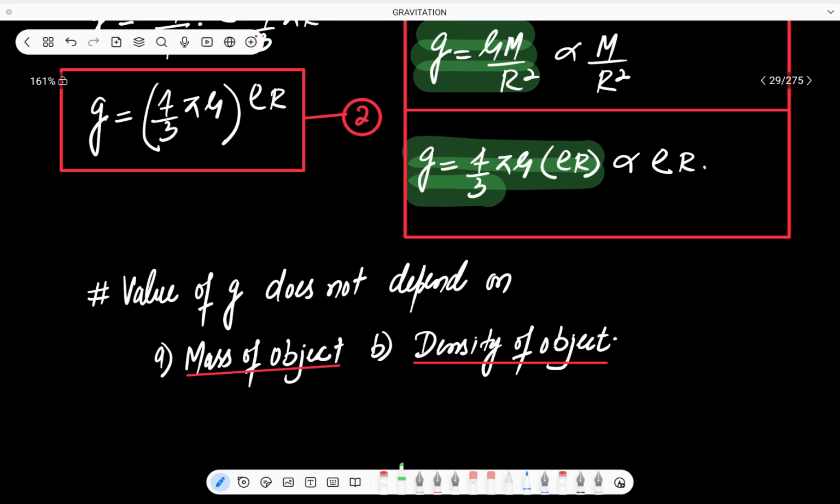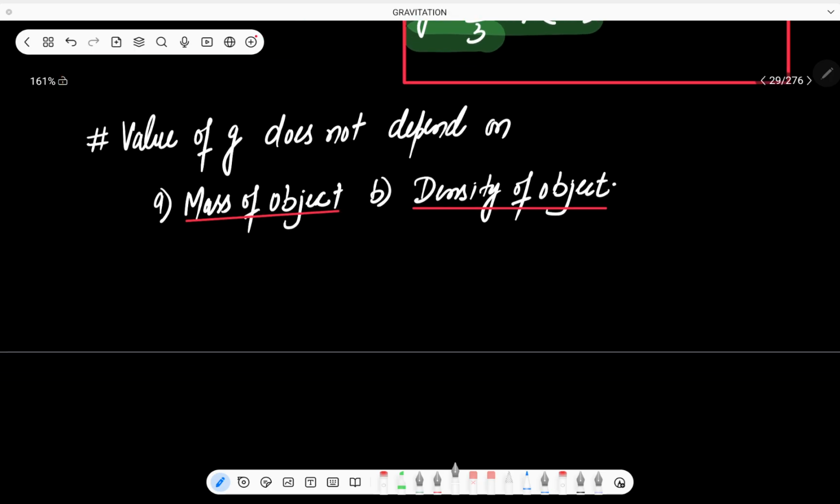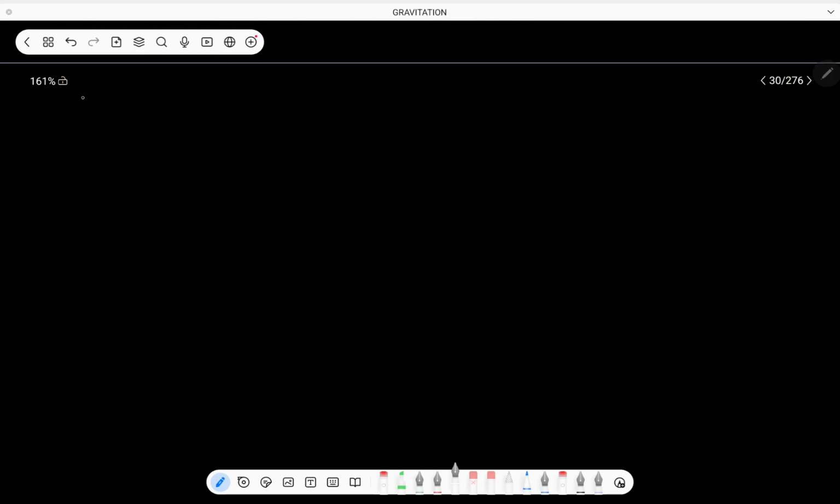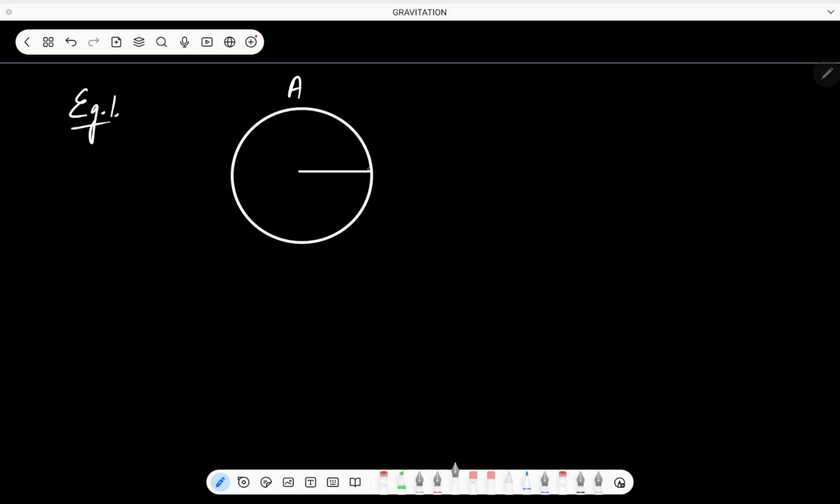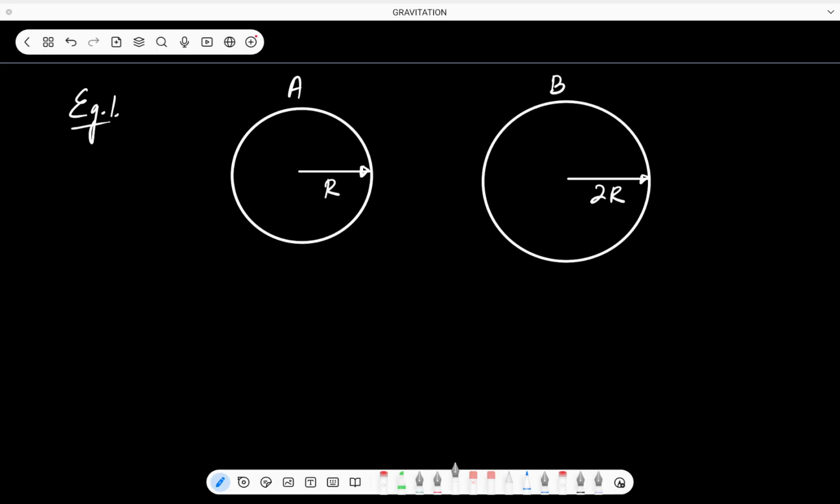Let's try an example here. Let's do a question here. The question is something like this. Example number 1: there are two planets. Concentrate here. This is planet A. The radius of this planet is r. And this other planet is planet B. The radius of this planet is twice r. All right, so these are two planets, planet A and planet B. The radii of the two planets are given as r and 2r.